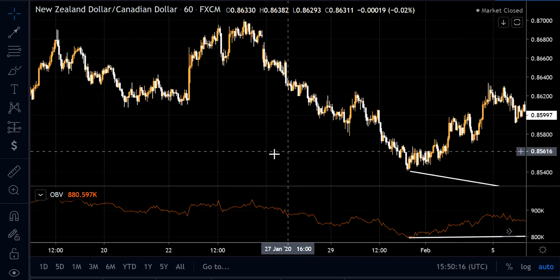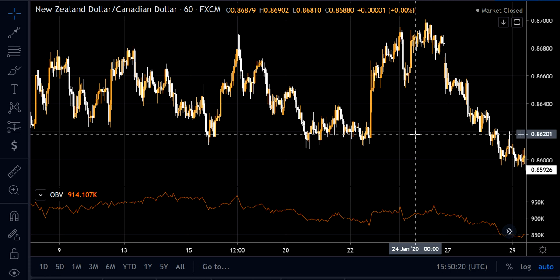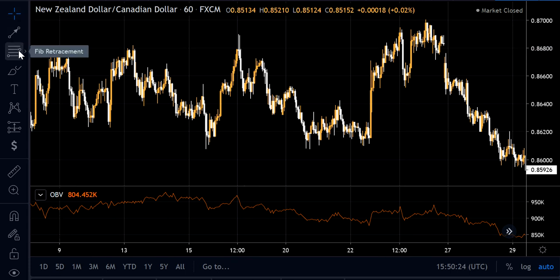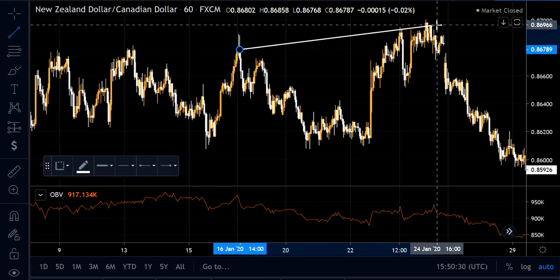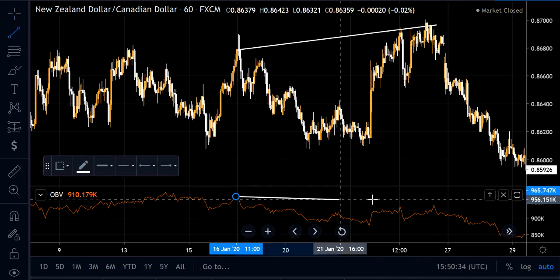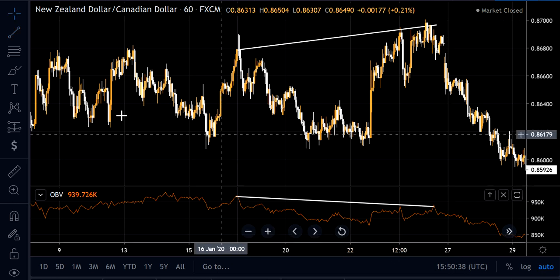Okay, so now let's go find ourselves some bearish divergence, which I actually see right here. Okay, so as you can see, let me get our trend line out. From this point to this point, we have higher highs being created on price action, but if we look at the OBV, you can see that we made a lower high, right? So that's a sign of reversal.